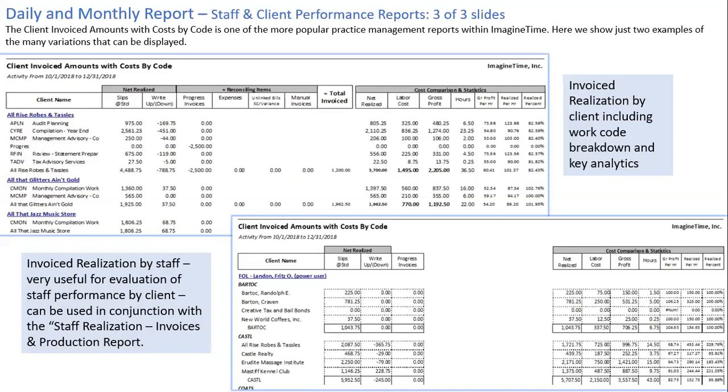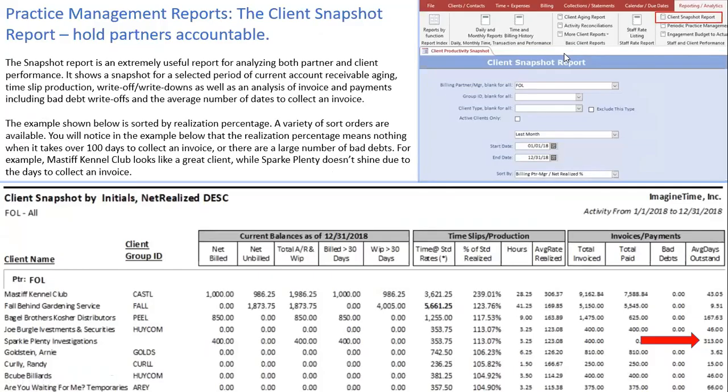Okay, it also has an analytics section on the right with realized percentages, gross profit, if you put in labor costs, and so on. Let's jump to the next slide. This actually was one of the first premier practice management reports. On the reporting and analytics client snapshot, you can sort this report by billing partner, realized percentage, by chargeable time.